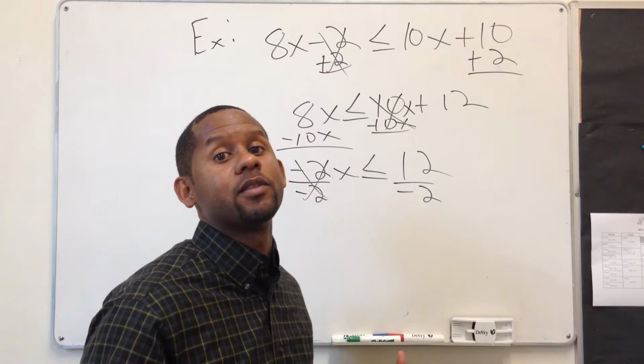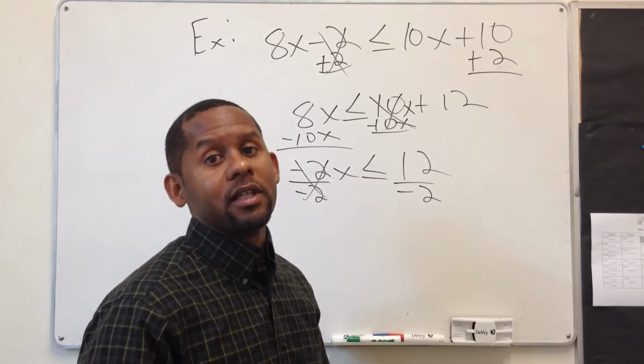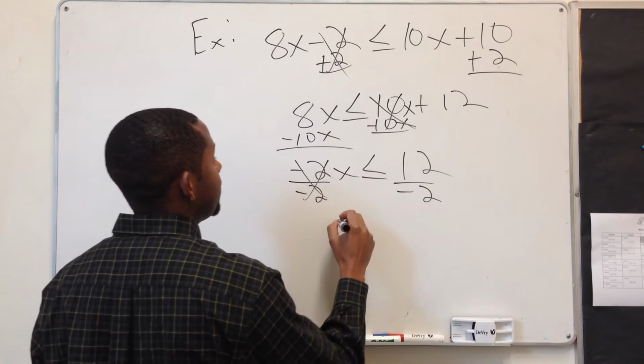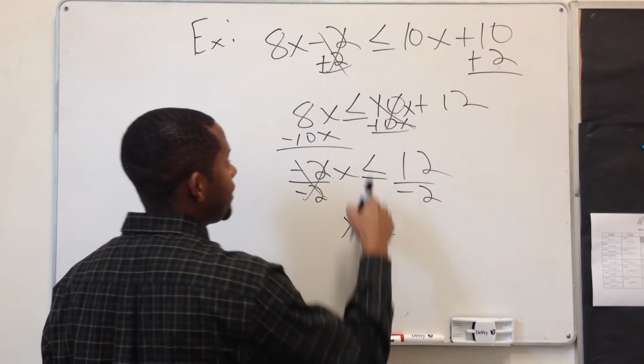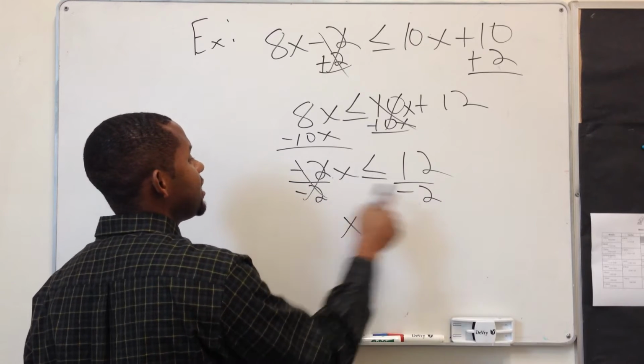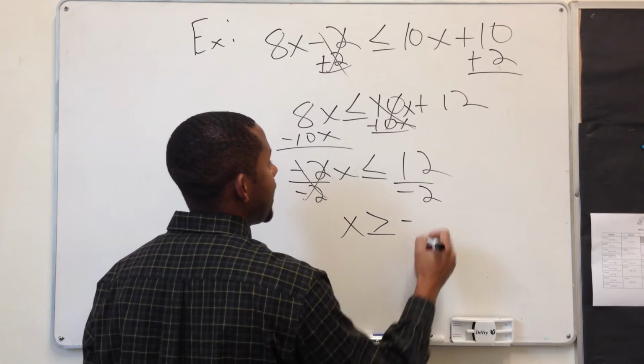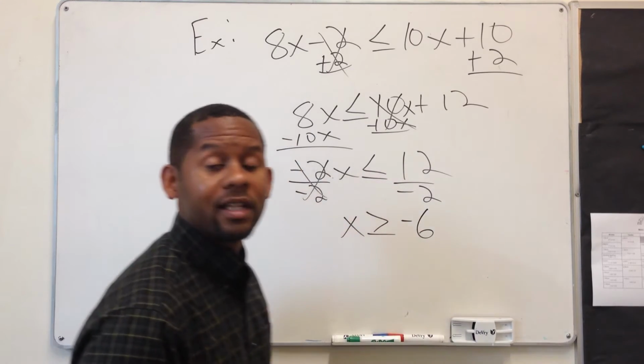Please remember that you have to flip the sign. I don't know how many times I'm going to have to say that. So, make sure you do it. X greater than or equal to. These signs change because I divided by a negative. X is greater than or equal to negative 6.